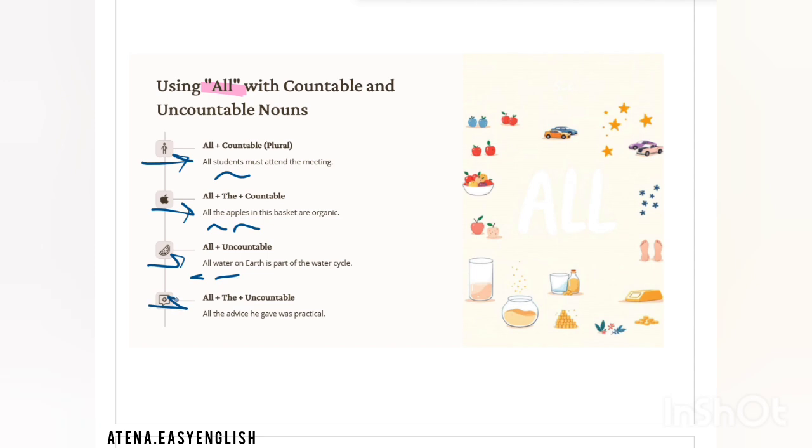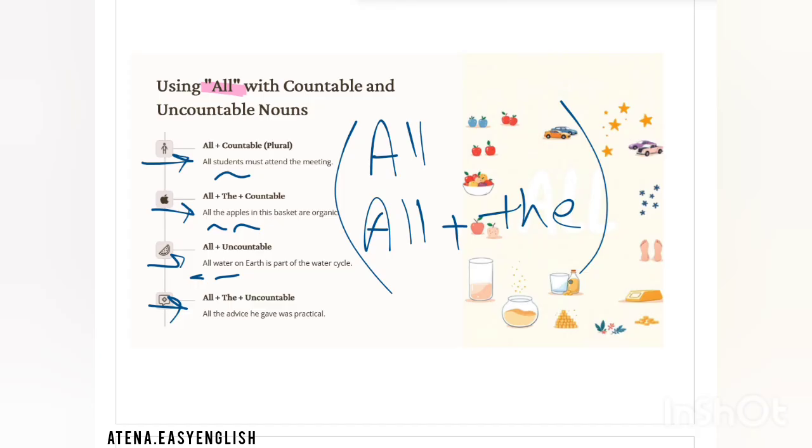And the last, look at this example: All the advice he gave me was practical. So all the advice. So you can use all plus the plus uncountable. So you can use all alone or all plus the. And after both of them, you can use countable or uncountable nouns. So it means the use of all is really common in English, and you can use it in a variety of different ranges. Yes, with countable, uncountable, with the or without the.